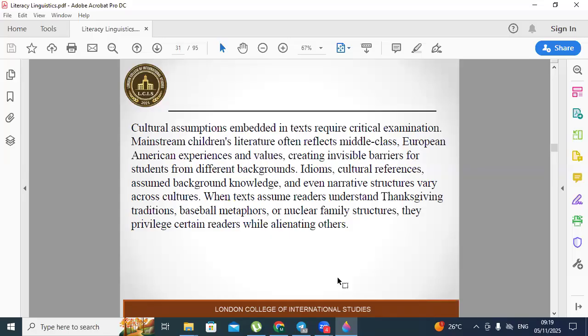We can invite students to share their own cultural practices, acknowledging that literacy itself is culturally situated, shaped by values about what counts as reading, what texts matter, and how literacy should be used. We create classrooms where all students can see themselves as capable, valued readers and writers. This is essential for equity.